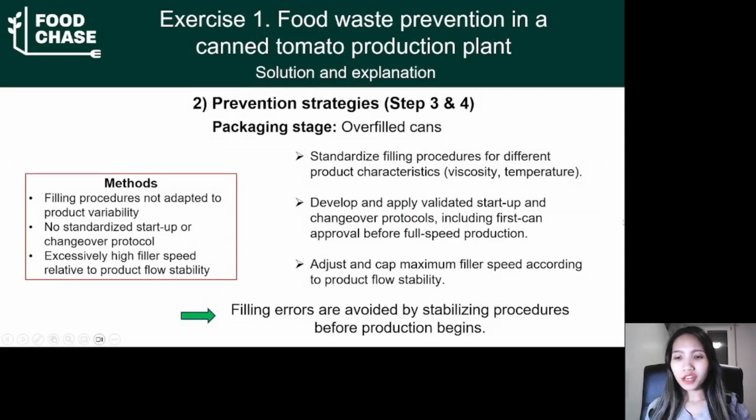After the identification of causes of waste for each loss, now we have to find a solution for each cause of waste. Firstly, we start with the first loss, which is overfilled cans during the packaging stage. For the method category, the filling procedure is not adapted to product variability. We can standardize the filling procedure for different product characteristics based on viscosity or temperature.